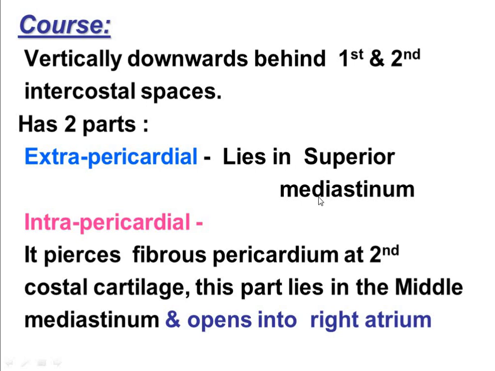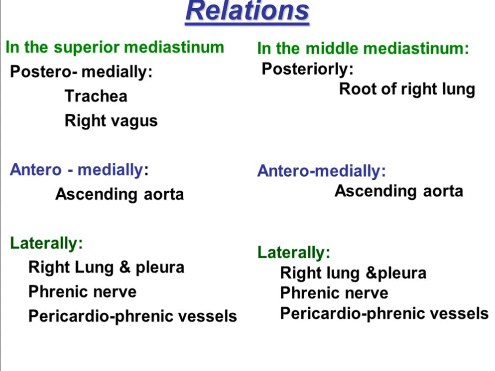You must have seen the contents present in the superior mediastinum, superior vena cava. Then we discussed that in the middle mediastinum also the superior vena cava is present. So there is an intrapericardial component to it, in which it pierces the fibrous pericardium at the level of the right second costal cartilage, and that part lies in the middle mediastinum, and then it comes into the right atrium.